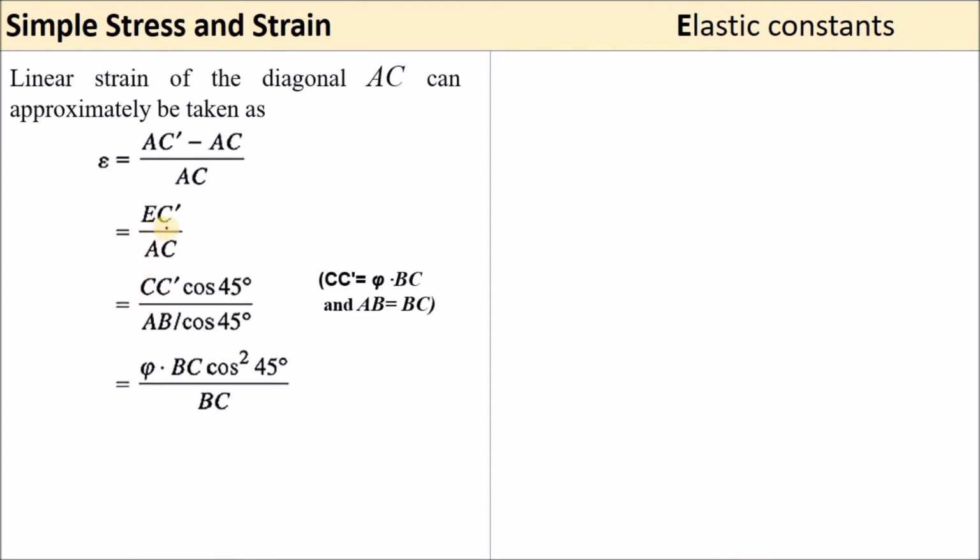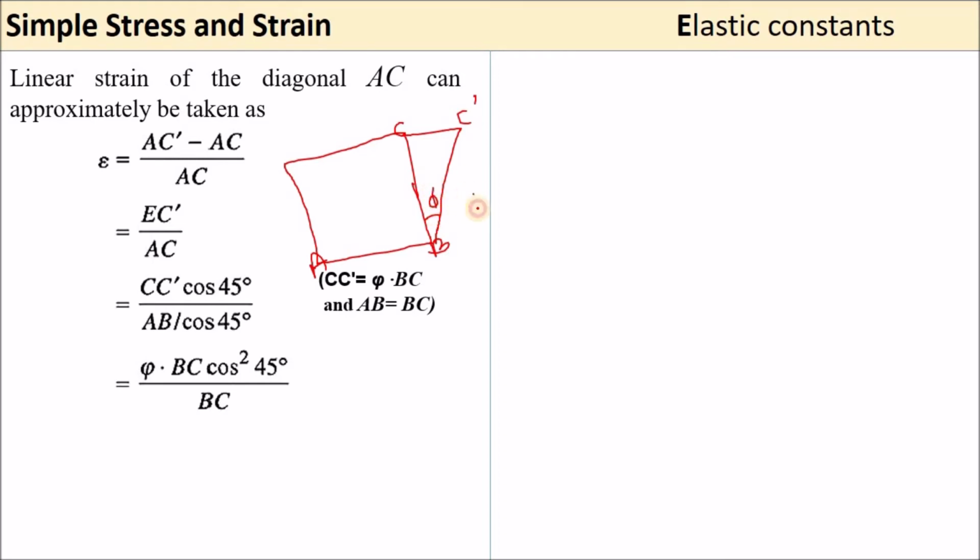Okay, EC equal to, we wrote as CC dash cos 45, and AC equal to AB divided by cos 45. Here CC dash, this is deformed like this. No, I am drawing once again here. A, B, C, C dash, and this is angle phi.